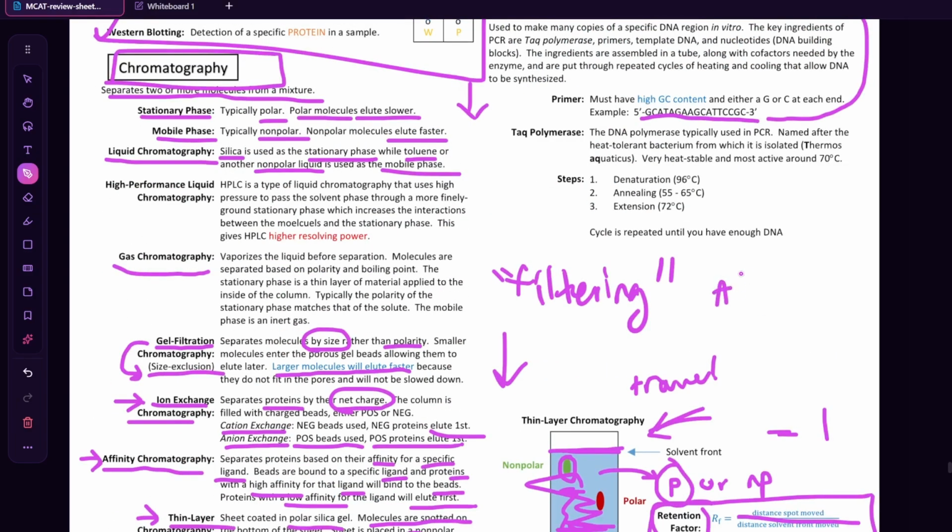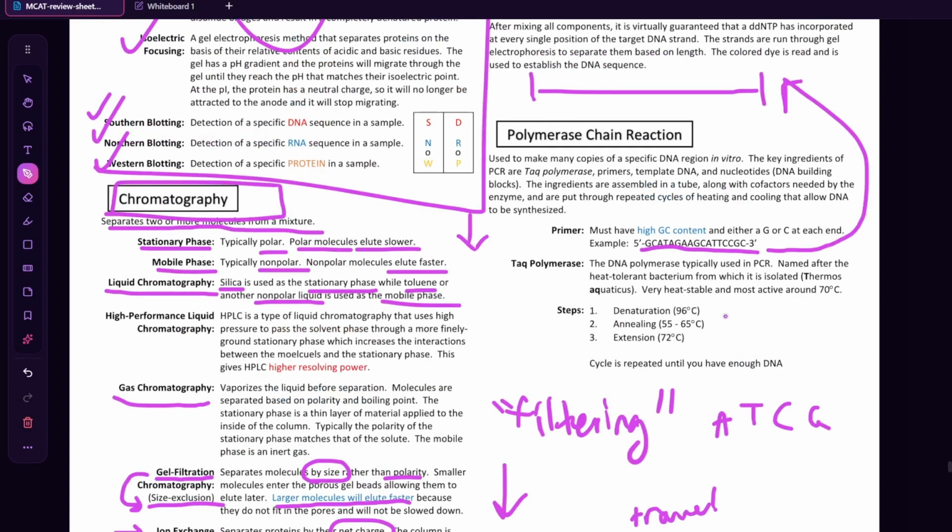Your nucleotides are A, T, C, G, right? So I think it's adenine, thymine, no, not that one. Guanine. C would be, where did I put this? C would be over here.